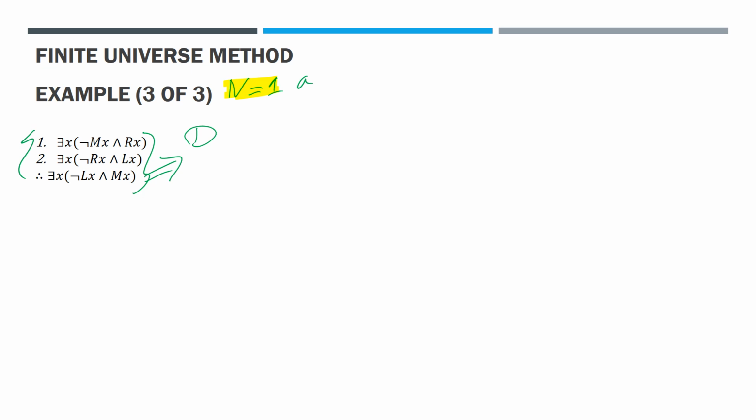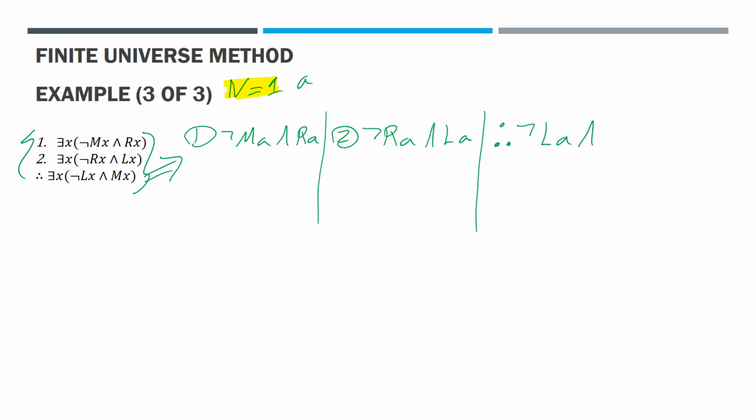And because there's only one thing, A, we'll just substitute A for the variable x. Hence the first premise, not MA and RA. Second premise, not RA and LA. Conclusion, therefore, not LA and MA.